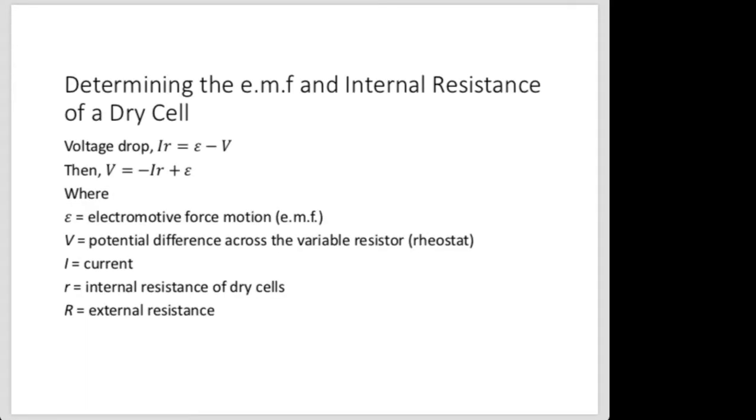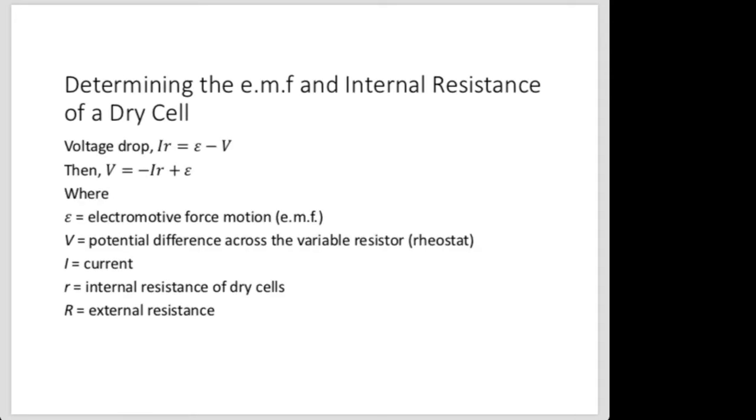The other formula here is actually based on a substitution, right? So we could rewrite this formula. Let me actually show you how it's done. Okay, good. So what we could do, we could take the original formula, current times internal resistance equals E minus V. So this is the formula for calculating the voltage drop.